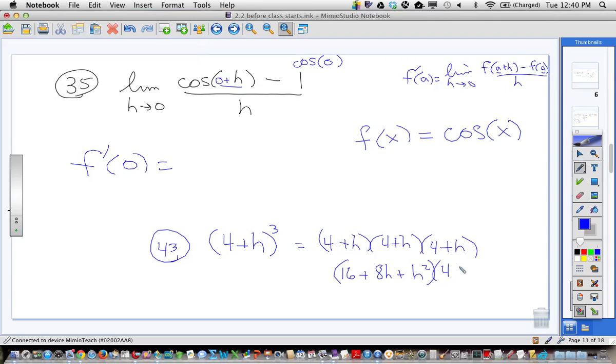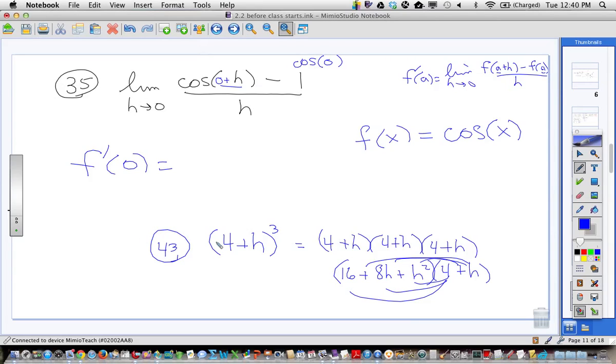And then you have to do what with this? Just distribute, basically, right? You have to take 4 times each of those, and you have to take h times each of those. You just got to write it all out, combine your like terms, and away you go. And then things will happen. So it's not a lot of fun, but that's how you would do that on 43. We're going to do a cubed one here in a little bit, so that's going to be similar. So we're going to practice that one more time.